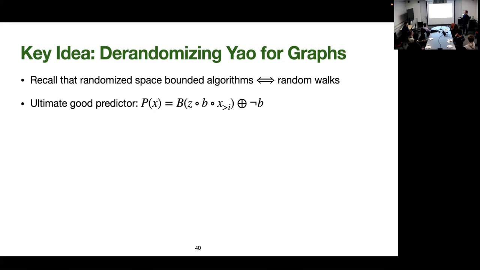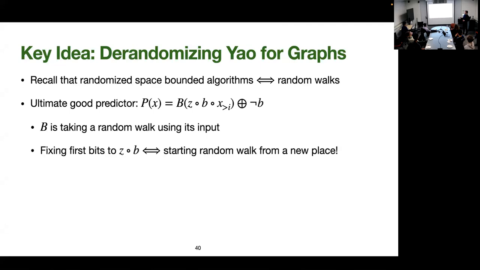And the good predictor looks like this. It looks like you take in B, you fill in some bits with Z, you fill in some bits with B, and then you fill in the remainder bits of your pseudorandom distribution. What is B doing? B is taking a random walk using its input because it's a space-bounded randomized algorithm.